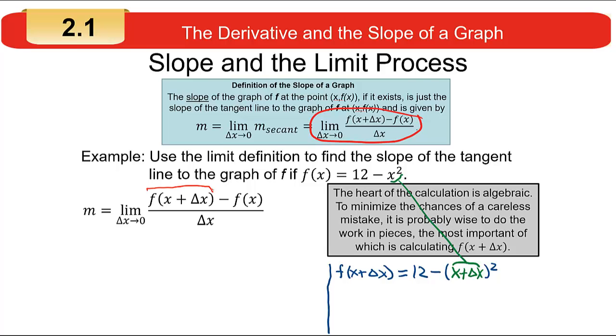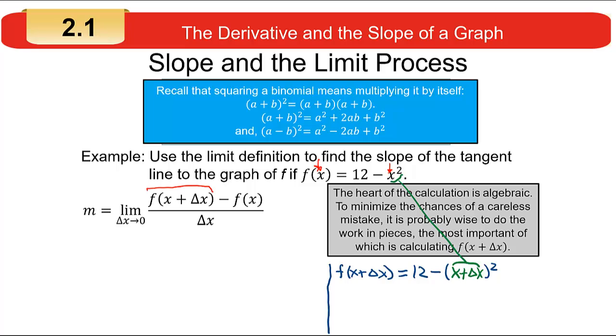So if we go off to the side and calculate f of x plus delta x, when you're evaluating a function for some number, you plug the number in everywhere you see an x. But if you take the function and evaluate it at some expression, you just take that expression and plug it in place of x. So what we have to do is take that x plus delta x and plug it in everywhere you see an x in the function. So you're going to plug it in here and here. So you find out that f of x plus delta x is equal to 12 minus, instead of being 12 minus x squared, it's going to be 12 minus x plus delta x quantity squared.